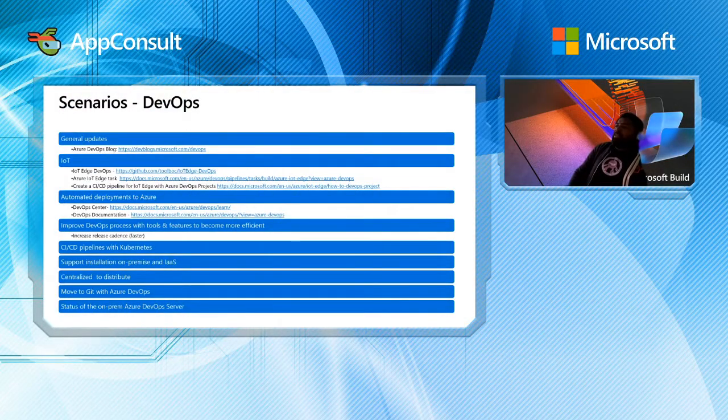Yeah, another popular topic we had was DevOps. DevOps is always popular. I did a couple of those. Yeah, true. People are interested in general updates, and you can find them in the Azure DevOps blog. It's pretty popular, and they post updates quite often. And with the rise of IoT and edge computing, there were also questions about how to do DevOps with IoT Edge. And yeah, we had that covered also.